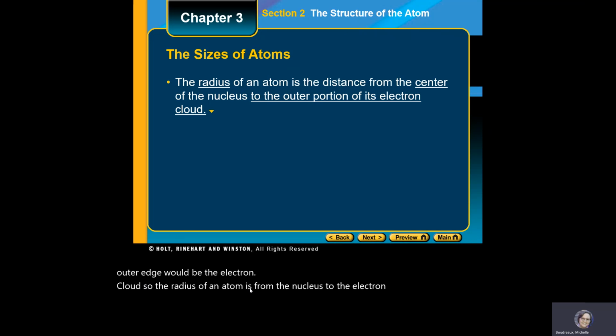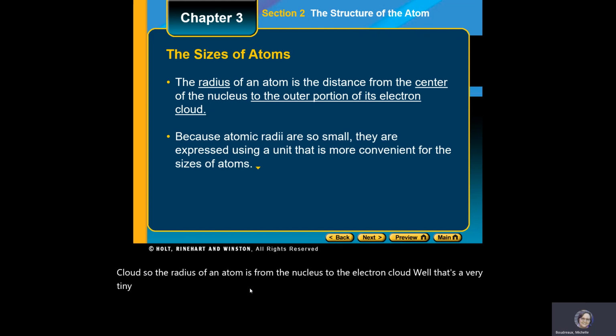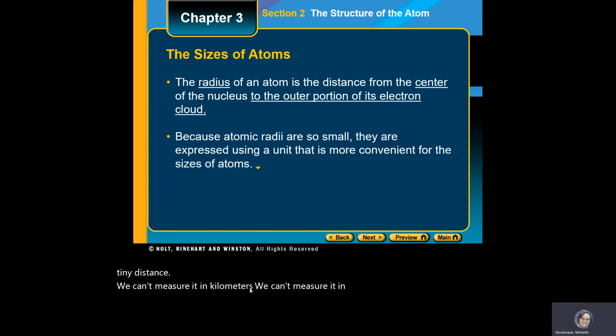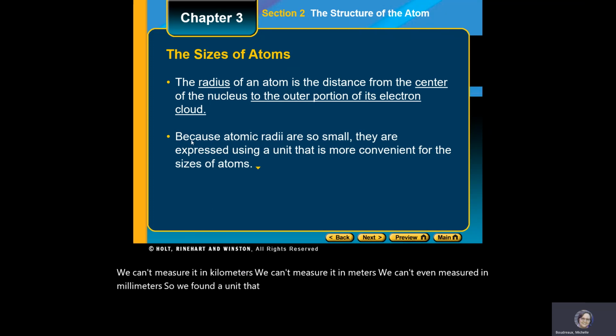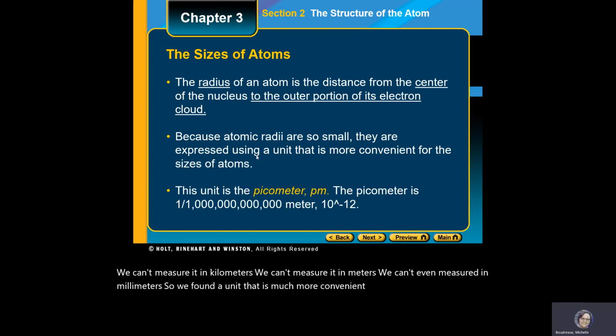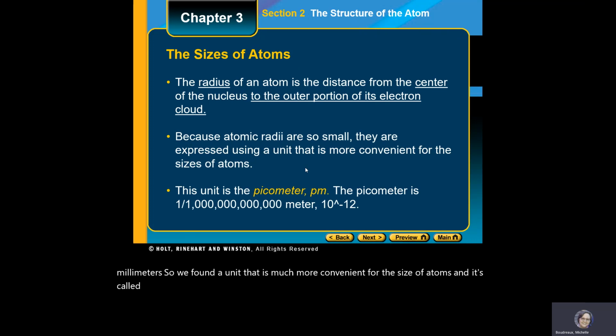Well, that's a very tiny distance. We can't measure it in kilometers. We can't measure it in meters. We can't even measure it in millimeters. So we found a unit that is much more convenient for the size of atoms, and it's called a picometer.